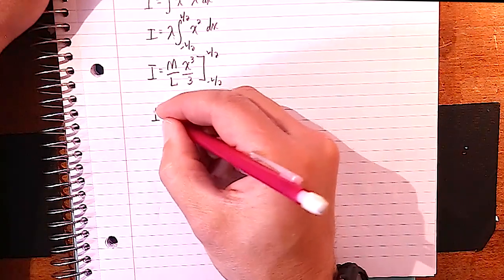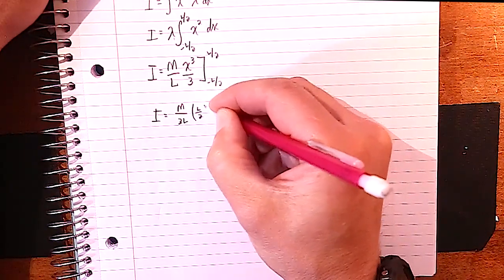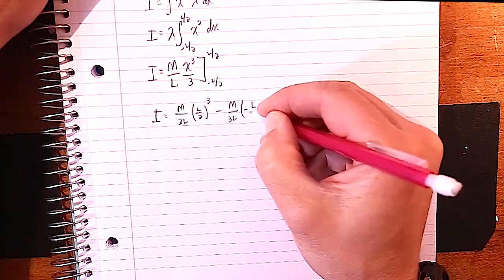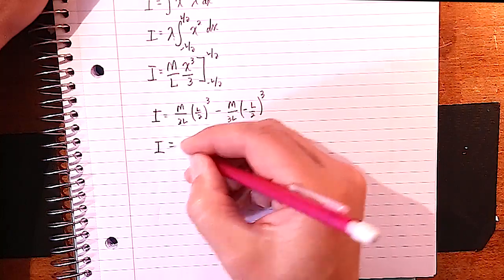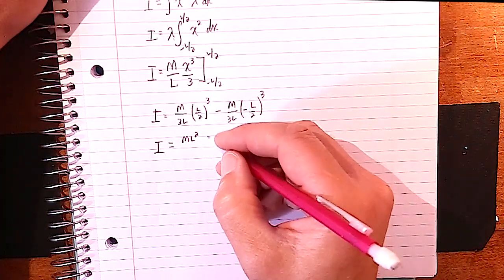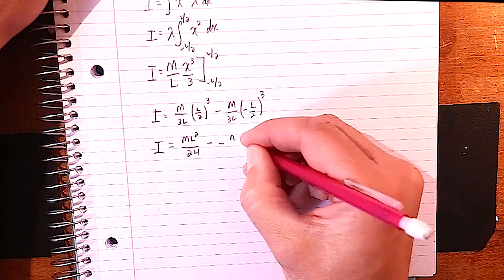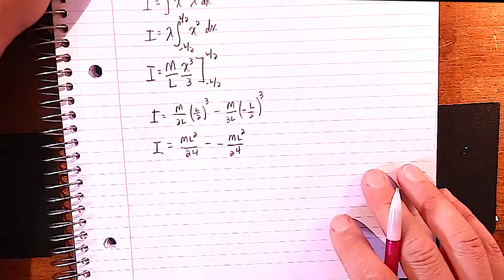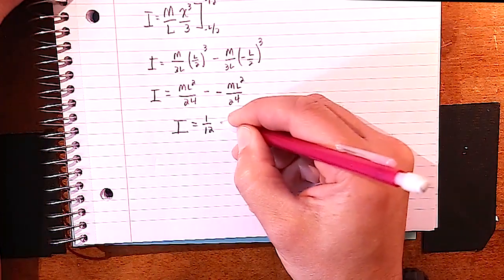And that's going to give us I is equal to m over 3L, L over 2 cubed, minus m over 3L, negative L over 2 cubed. And when we do the cube of that, we end up with ml squared, because one will end up canceling the L cubed and one of the L's. And that's going to be over 24 minus, and then that's going to leave us with a minus sign. So that's going to become ml squared over 24. So what do we do when we sum those up? We end up with I equals 1/12 ml squared.